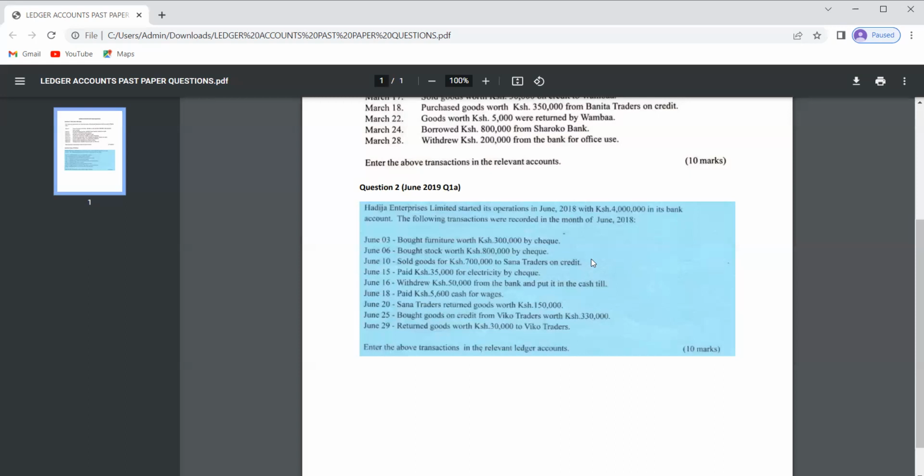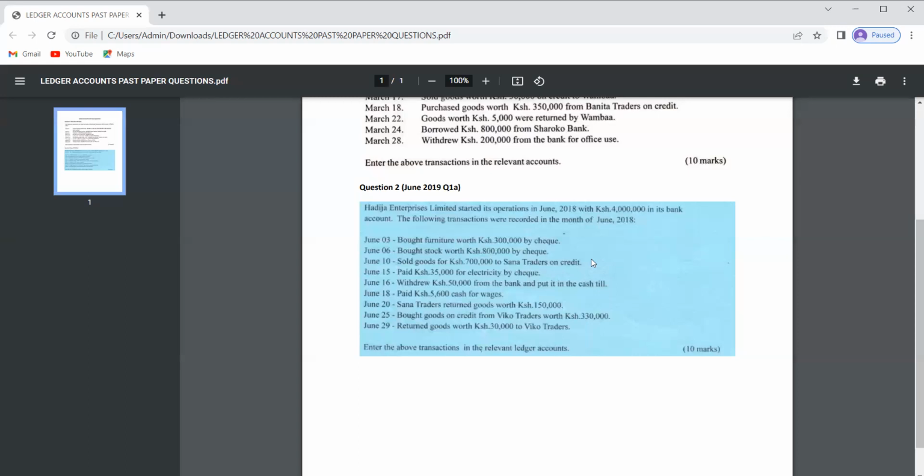From bank to cash. So we open a cash account, we debit the cash account and then we credit the bank account. Yes, you debit where the money will be deposited, you credit where the money is coming from, if it is cash and bank.